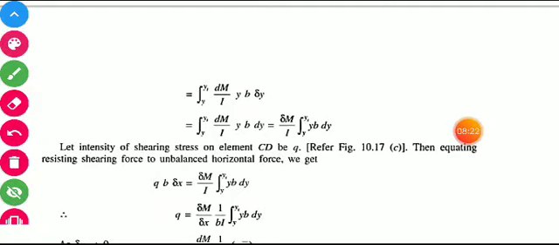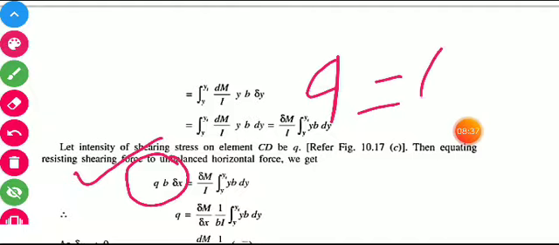Okay, so let's see. Here the same thing. We equate the shear force to the net horizontal force. So as I can say, q is the shear stress, which is also denoted by tau. So q multiplied by b into del x, b into del x is the surface area, which will be equal to this magnitude, del M by I, y into b into dy. So we integrate.